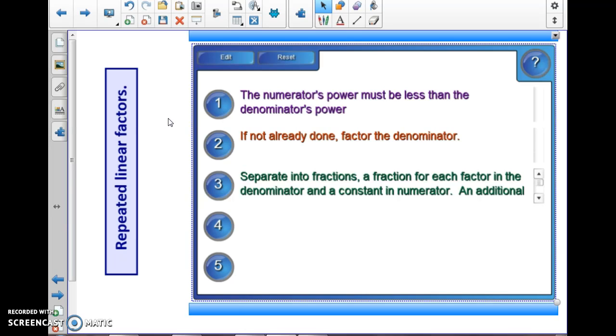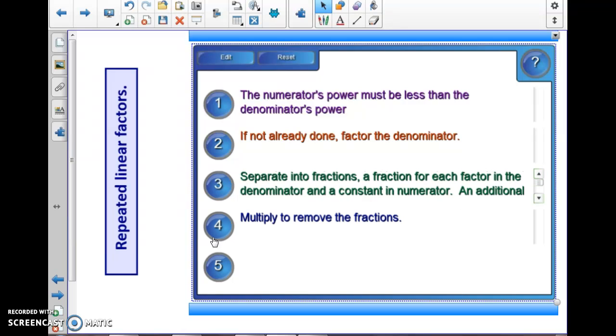So you're going to separate into fractions again, and there will be a fraction for each factor in the denominator and still a constant in the numerator. There'll still only be constants in the numerator here. But then you need to have an additional fraction if the factor is repeated. However many times it's repeated will give you that many additional fractions. Okay, so we're going to see that. That step is, I think, where it's the most confusing, so we'll focus on that when we do the practice problem.